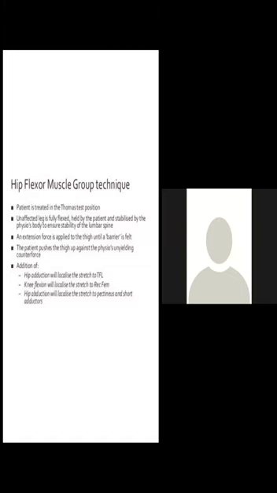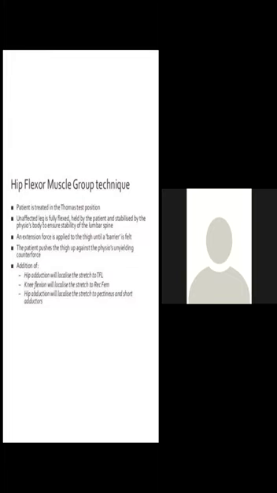Okay. And on the affected side, you give an extension force and the therapist performs flexion. There is a counter force between them. Isometric contraction is happening, and the patient pushes the thigh up against the physio's unyielding counter force.